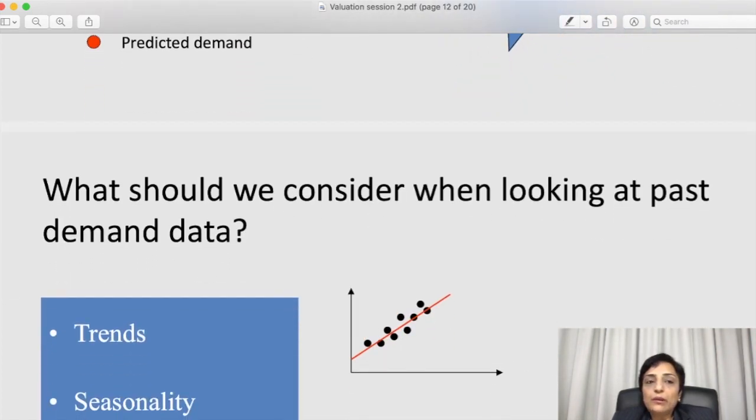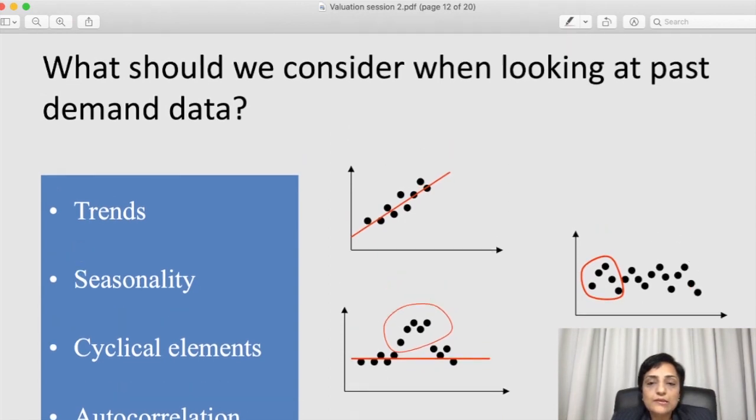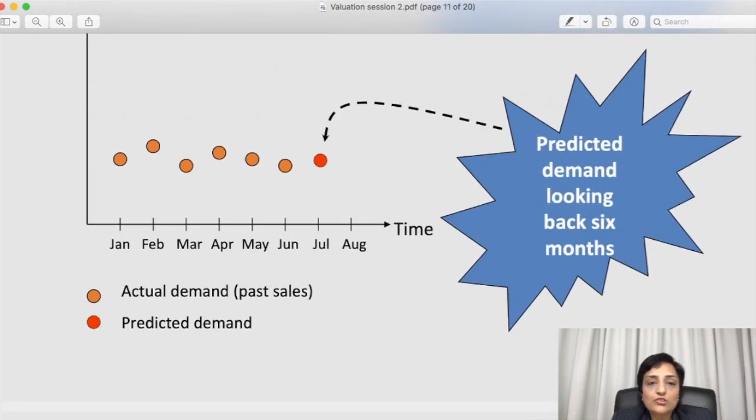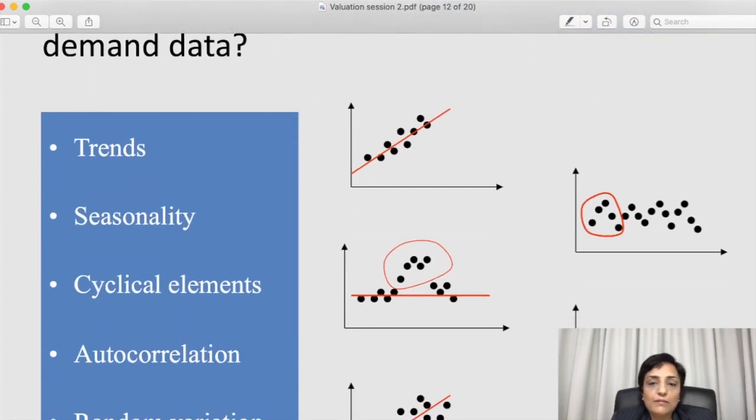What should we consider when looking at the past demand data? In this case, we looked at the trend which goes up and down. These can be identified as trends, that is upward trend or downward trend. Then we can also look at the seasonality, that because of one season, it goes up and then goes down and so on. Then there is the cyclical element, that the sales may go up and then cyclically it may come down and so on.